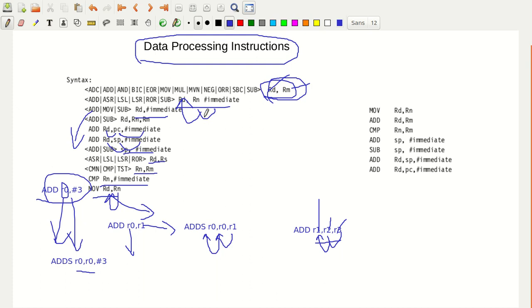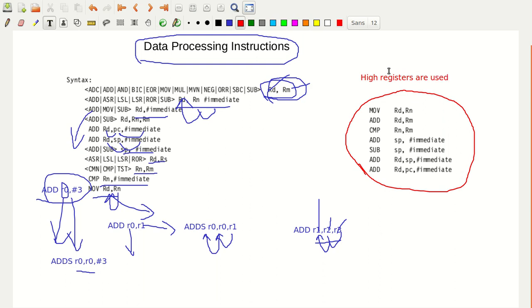Then, as I said earlier, in the case of thumb state, the low registers are used. In all these cases, but there are some special instructions where the high registers are also used. What are those special instructions where high registers are used? What are the high registers that you have? Specifically, that is R8 to R15, isn't it? So these are the special instructions that you have.